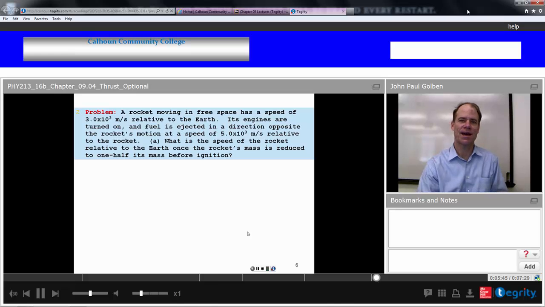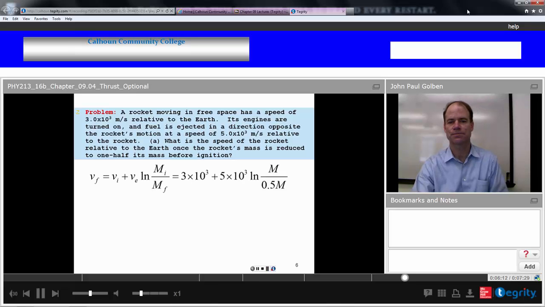Let's try this out. A rocket moving in free space has a speed of 3 times 10 to the 3 meters per second relative to Earth. Its engines are turned on, and the fuel is ejected in a direction opposite the rocket's motion at a speed of 5,000 meters per second relative to the rocket. What is the speed of the rocket relative to the Earth once the rocket's mass is reduced to 1/2 of the mass it had before ignition?